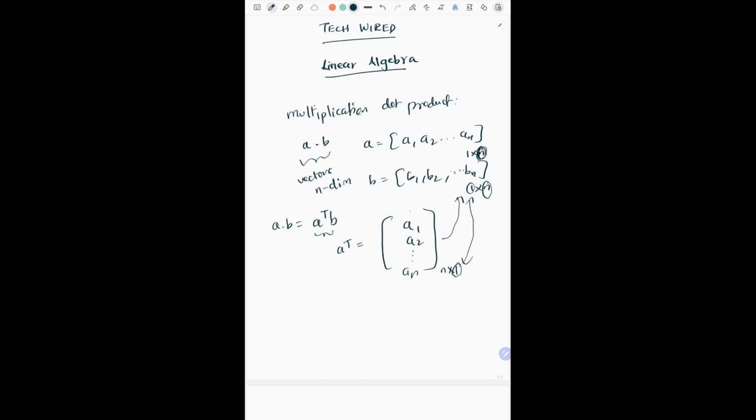So the multiplication will be done, and this is A dot B. The multiplication is done component-wise: A1 B1, plus A2 B2 and so on, till An Bn. After doing the component-wise multiplication, we add them. This can also be represented as the summation over i equals 1 to n of Ai Bi.